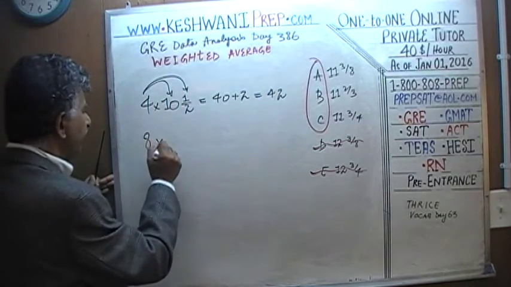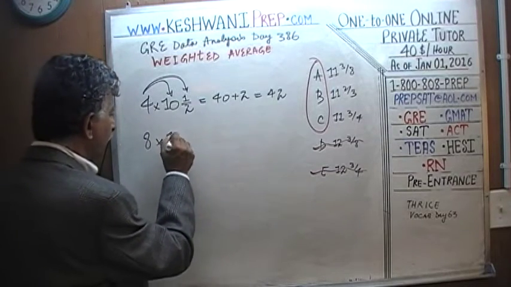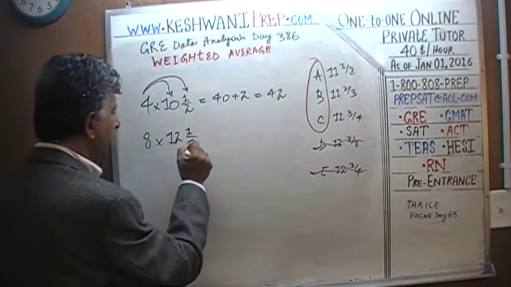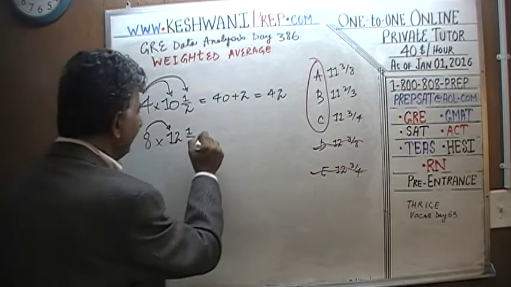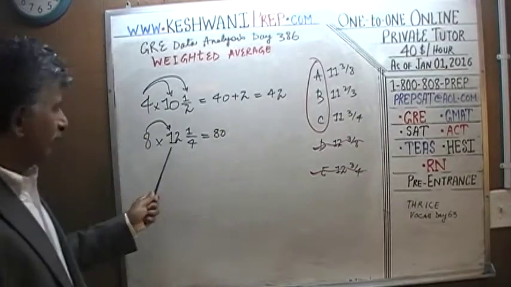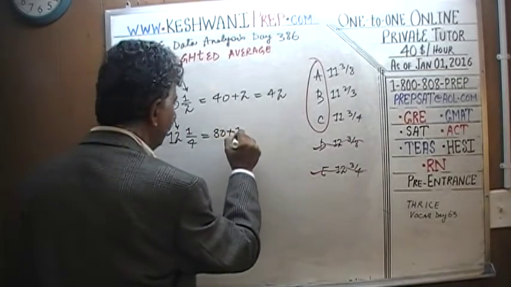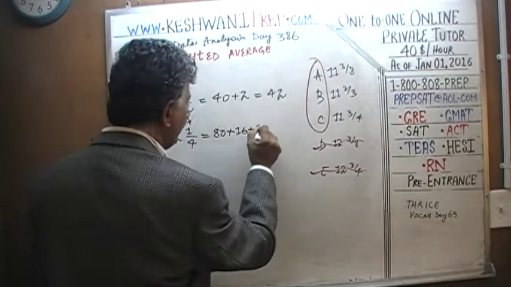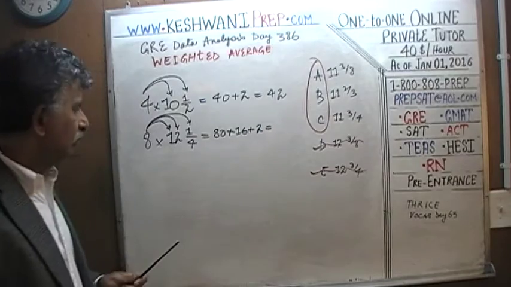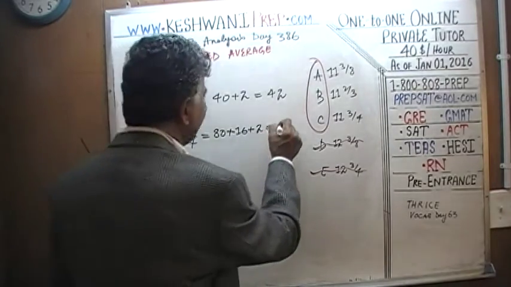We have 8 packages whose average weight was 12 1/4. Again, 8 times 10 is 80. 8 times 2 is 16. And 8 quarters are 2 again. 80, 90, 98. It turns out it's 98. Oh, what do you know?